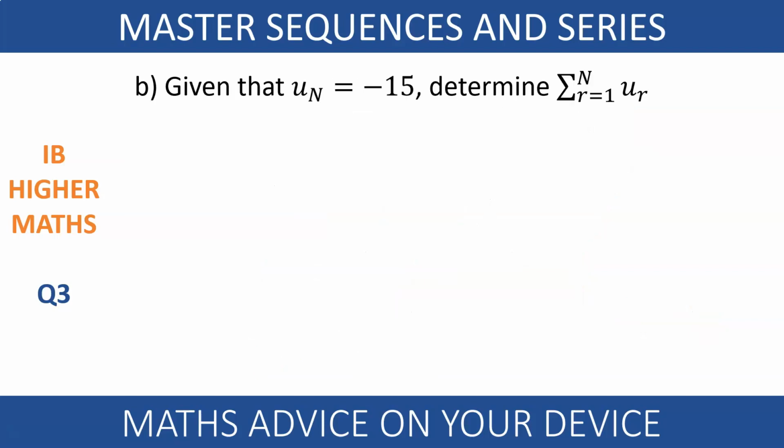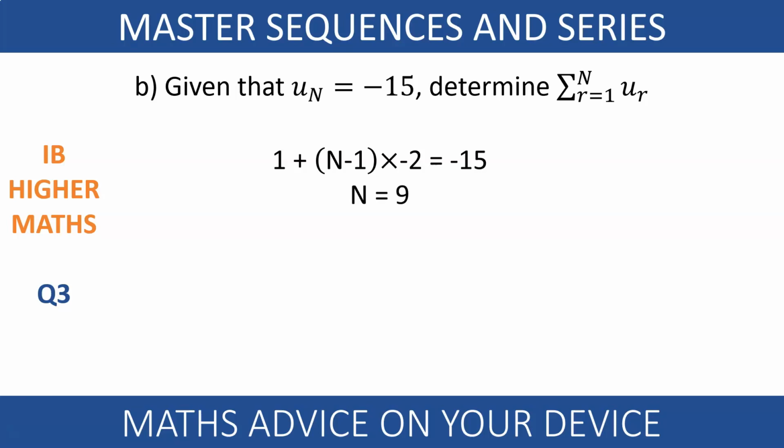The arithmetic sequence has first term 1 and common difference negative 2, so the general term is 1 plus n minus 1 times negative 2. If that equals negative 15, then solving, n equals 9.